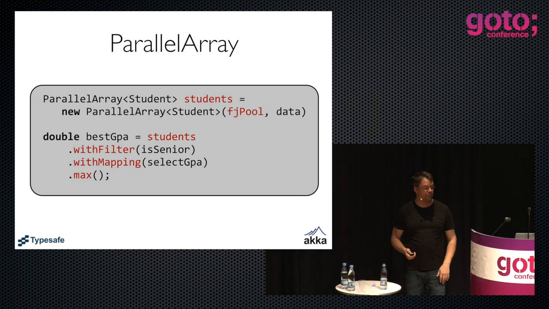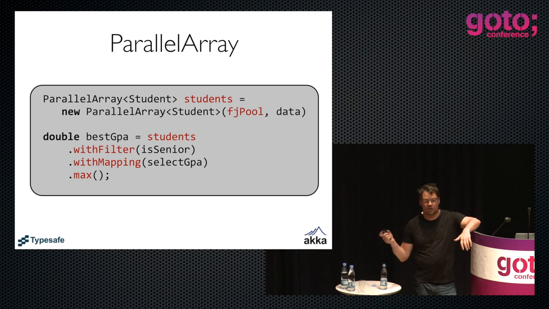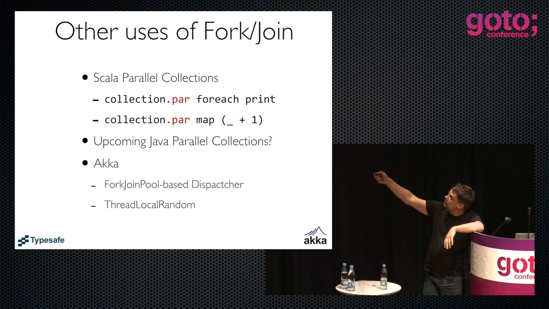Another example of a way to use the fork join pool is through this parallel array. Other examples of fork join pool usage: Scala's parallel collections rely heavily on them. That means that you can take any collection in the Scala library, a map, a list, a set, or a tree map, or whatever you want, and you can just say .par.